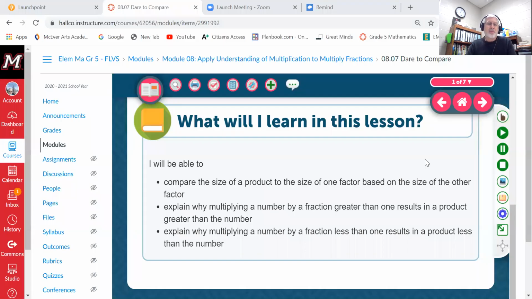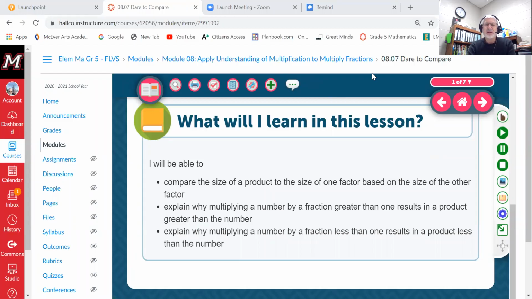The video today is going to be on assignment 0807, which our learning targets is that I'll be able to compare the size of a product to the size of one factor based on the size of the other factor. Another is I can explain why multiplying a number by a fraction greater than 1 results in a product greater than the number. And one more is I can explain why multiplying a number by a fraction less than 1 results in a product that's less than one number.